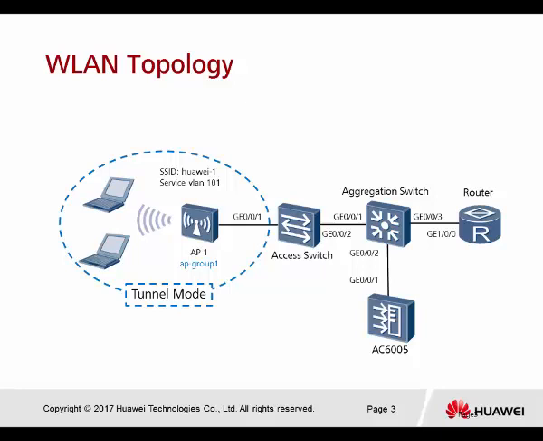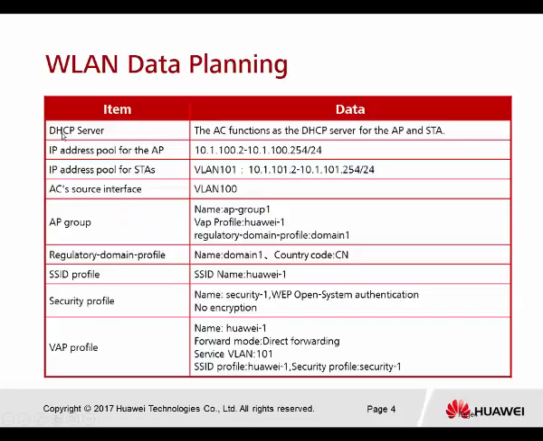This topology will be similar to yesterday's, but right here it only requires us to configure one SSID with the service VLAN 101. Here we are given two switches, one controller, and one router for the DHCP server. What we are going to do here is the AC will function as the DHCP server for all the access points and also the STA. So this one we have to take note: all the IP addresses will be obtained from the controller.